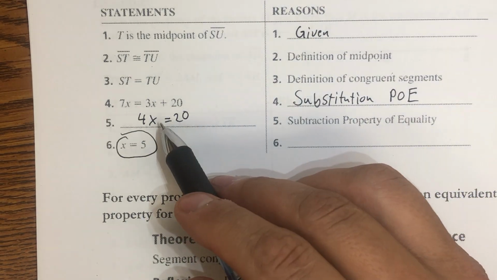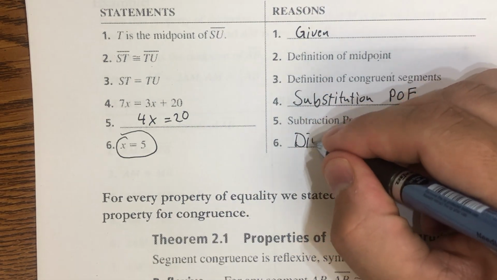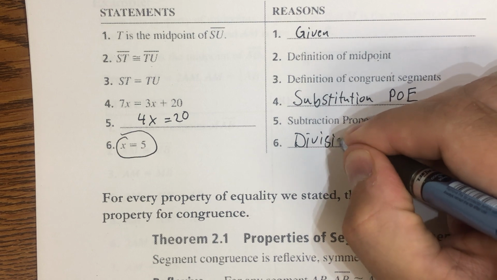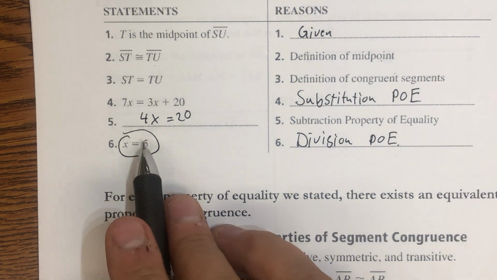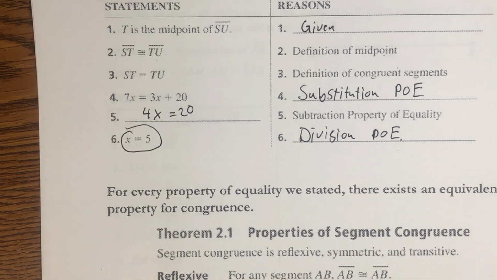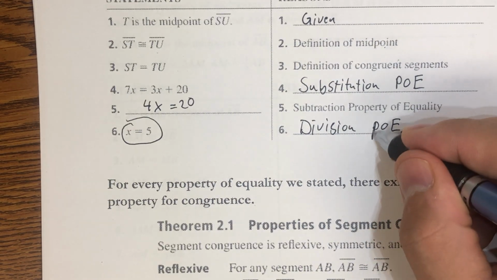And then finally, to finish, we would use the division property of equality to finish solving the equation. And we end with x equals 5, just like we were supposed to.